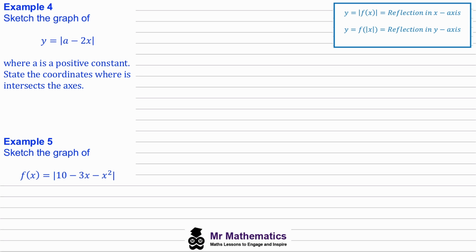So in example 4, we've been asked to sketch the graph of modulus of a minus 2x, where a is a positive constant. So do you want to give this question a go yourself? You can pause the video and come back when you're ready. Okay, so welcome back if you had a go. If we begin with a negative 2x, this will have a negative gradient of 2, and it will pass through the origin. So this is y equals negative 2x.